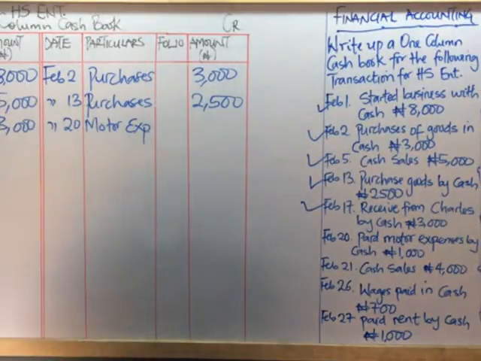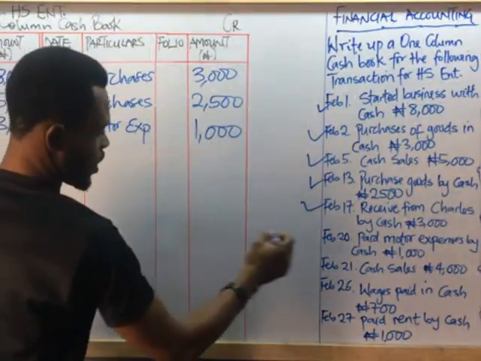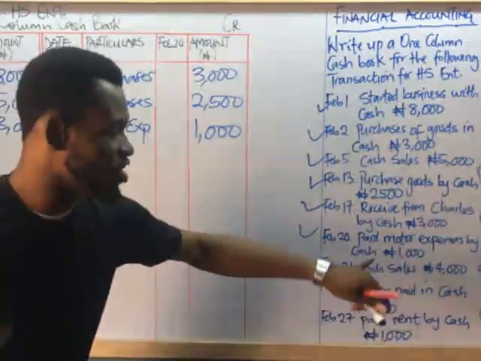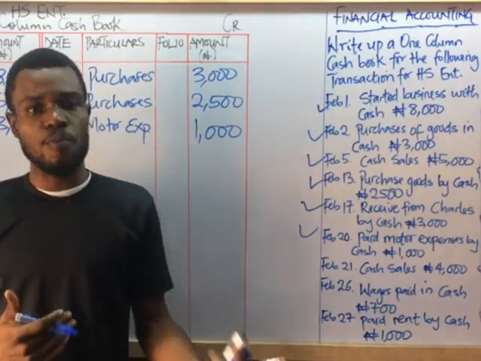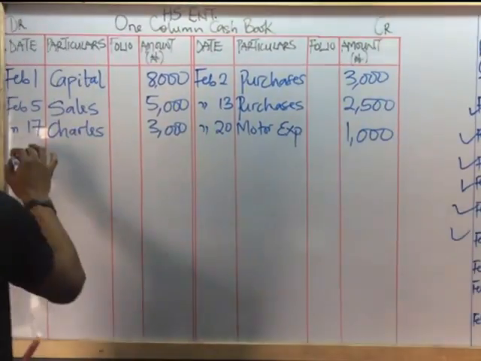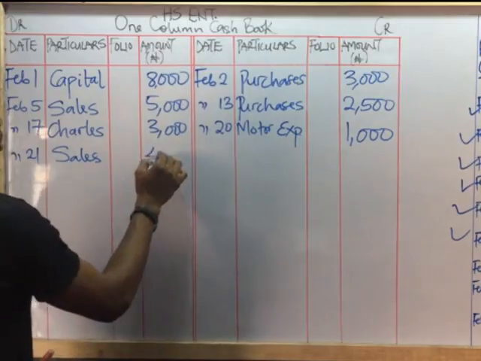And how much is the motor expenses? It costs 1,000. We'll move over to the next one. February 21, cash sales, 4,000. Cash sales, you made a sale, so money came into the account. Cash sale of how much? 4,000. Sales, how much? 4,000.